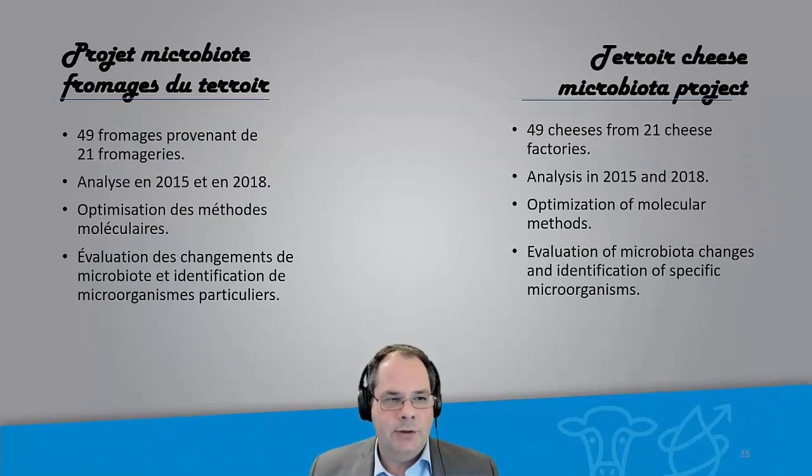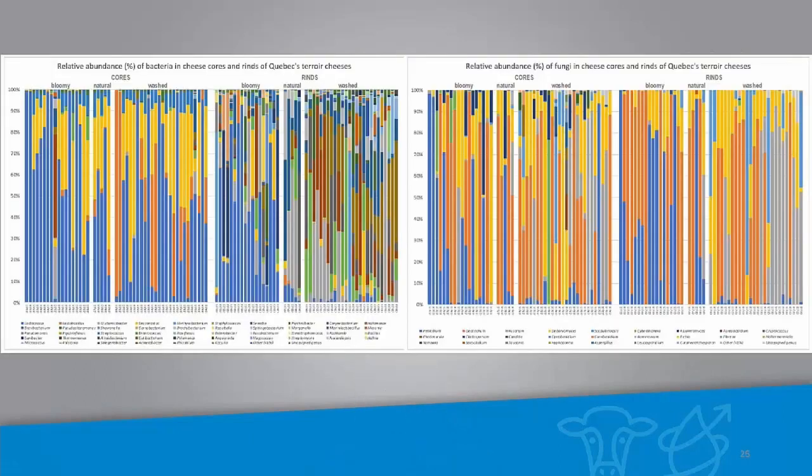We used this approach for 49 cheeses coming from 21 cheese plants, and the analysis was done in 2015 and 2018. The idea was to look at the evolution of microbiota between these 2 years. We were able to do mapping of different cheese microbiota, and we were able to assess the significant changes between cheeses and periods, and identify microorganisms that are very specific for the cheeses in question.